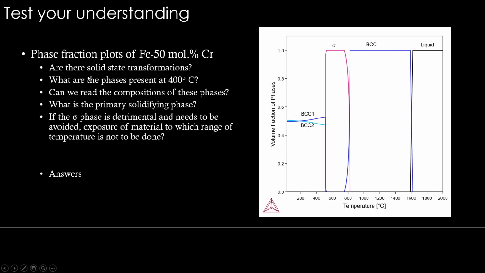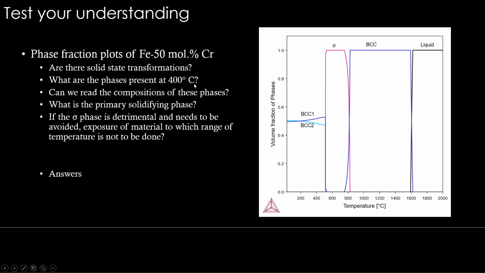For the first question, are there solid state transformations? Yes, you can see that there is BCC here. Once the liquid transforms to solid, BCC is the solid occupying the entire composition, entire microstructure. Then there is a temperature at which it starts to decrease and this red color thing appears, which is sigma phase. Okay. So obviously there is a solid state transformation, and at lower temperature even sigma disappears, BCC1 and BCC2 appear. So definitely there are solid state transformations.